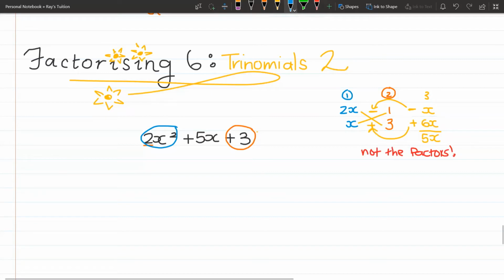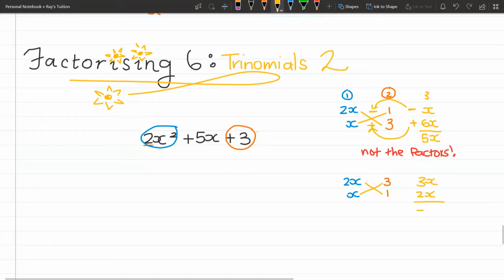Because 2, 1 and 3 are prime numbers, we can only swap them around. So I'm going to leave the 2x and x, the factors of the first term, as is, and I'm going to swap around the 3. So I'm going to write 3 and 1 this time. Don't swap around both, because then you'll end up with the same thing you started with. Then we cross multiply. So that is 3x and that is 2x.